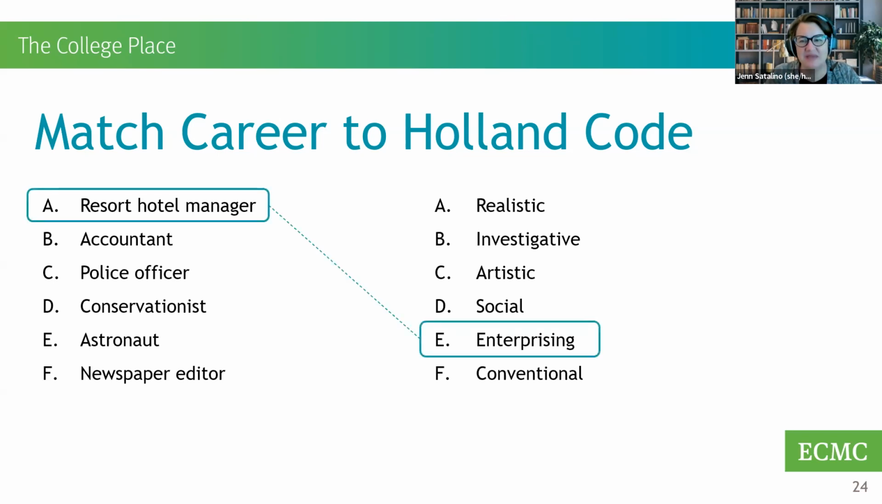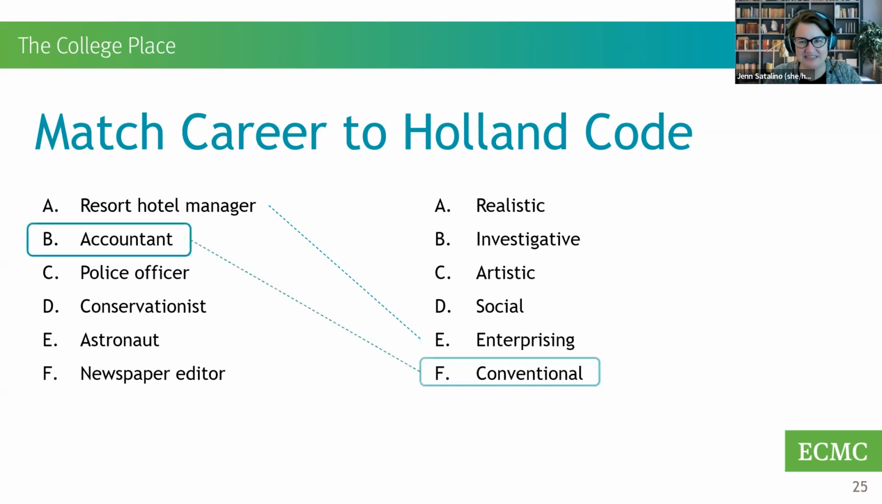All right, so our hotel manager, remember they were in hospitality. So now we're going to see them as enterprising because they're in that sales and hospitality role. They have the ability to persuade people to try new things, and they can be competitive about getting reservations and sales. Our accountant would be conventional. Remember, they like to work with numbers and they're very systematic. They like to do things the right way.